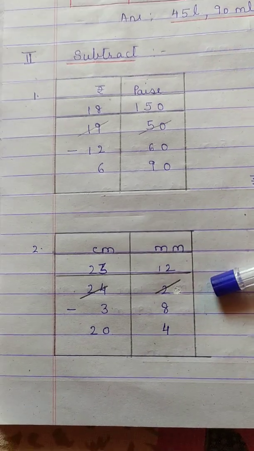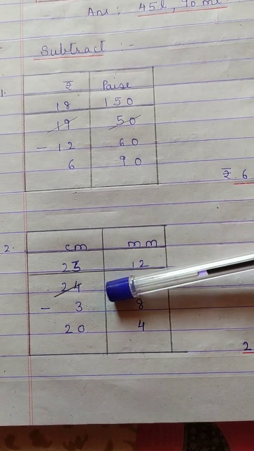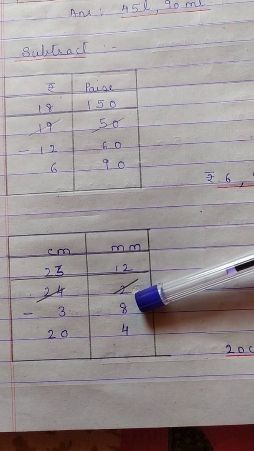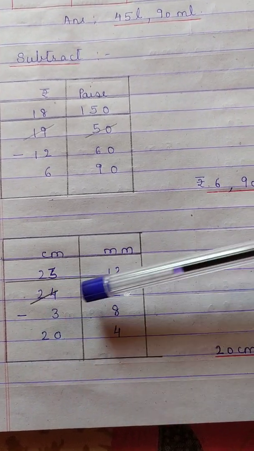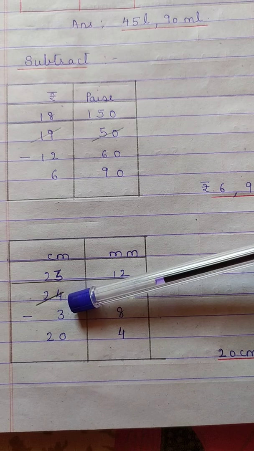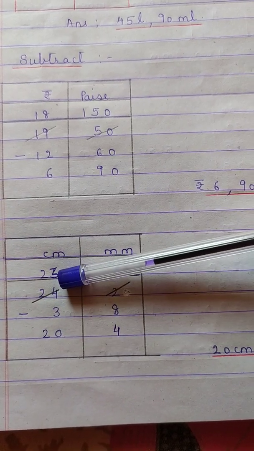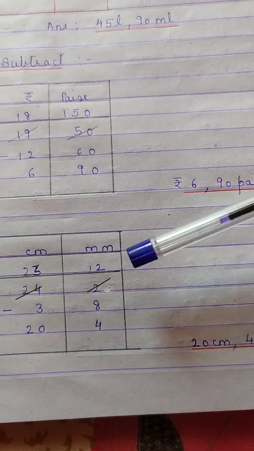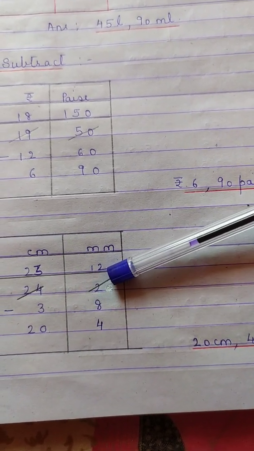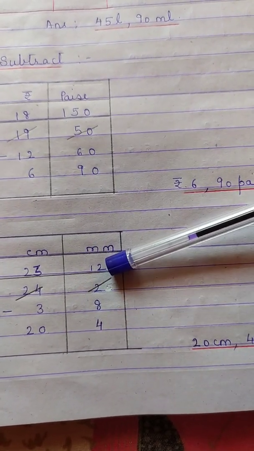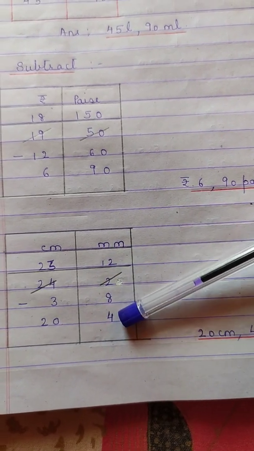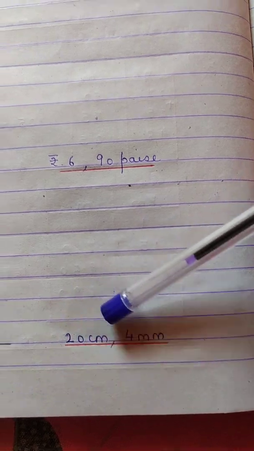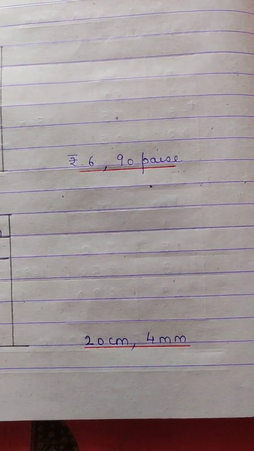Okay. Second question, 24 centimeter, 2 millimeter minus 3 centimeter, 8 millimeter. Again, 2 minus 8 is not possible. So 24 becomes 23 centimeters. 1 centimeter we know is how many millimeters? 10. So that 10 comes here. 10 plus this 2 becomes 12. 12 minus 8 is 4. 23 minus 3 is 20. My answer is 20 centimeter 4 millimeter.